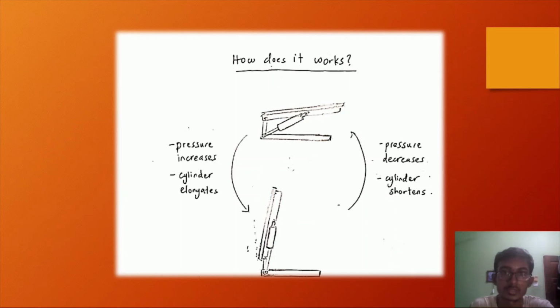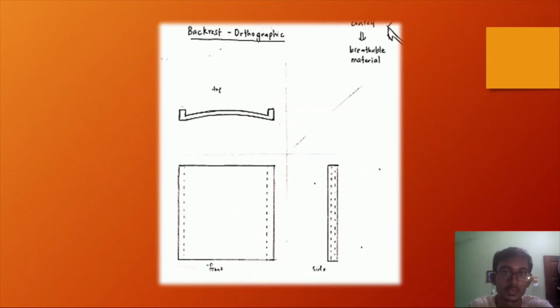Now let's look at the orthographic view of the backrest. So this is how the backrest will look from the top, from the front, and at the side. So the middle part of the backrest is basically curved. The curve is to enable the patient to lie comfortably on the backrest with good stability. The sides of both of these parts are where the frame will be fixed to the backrest.